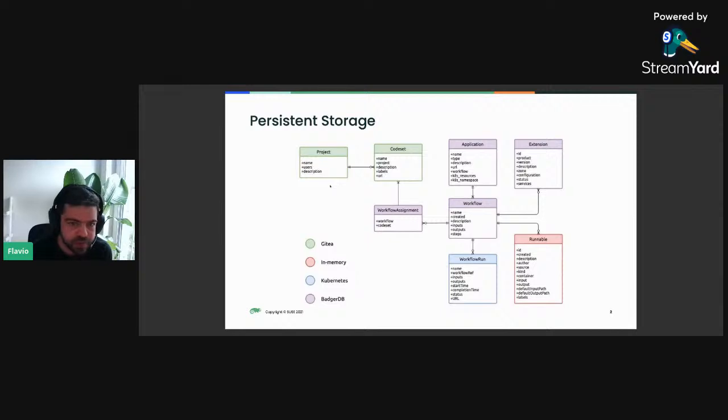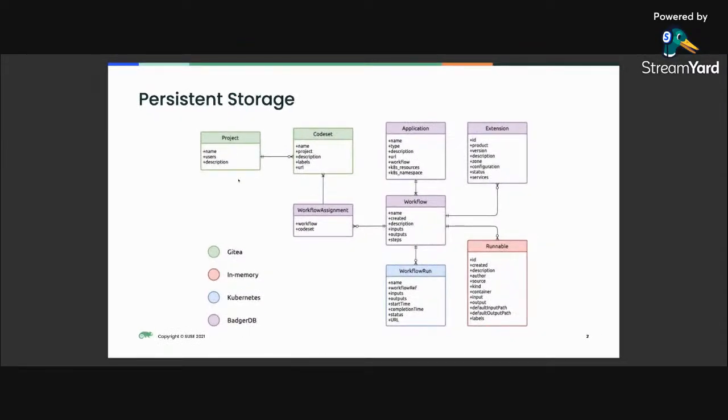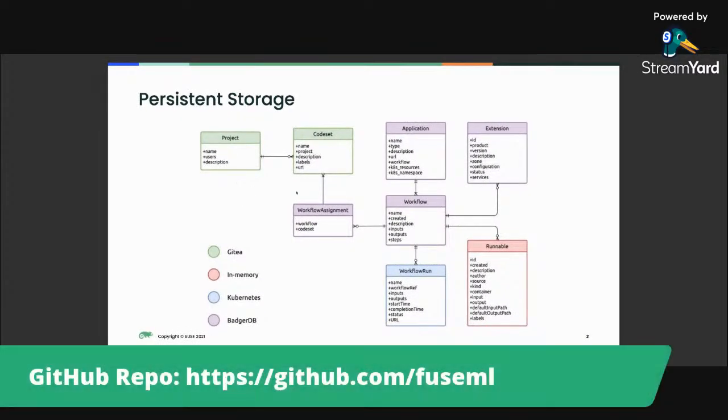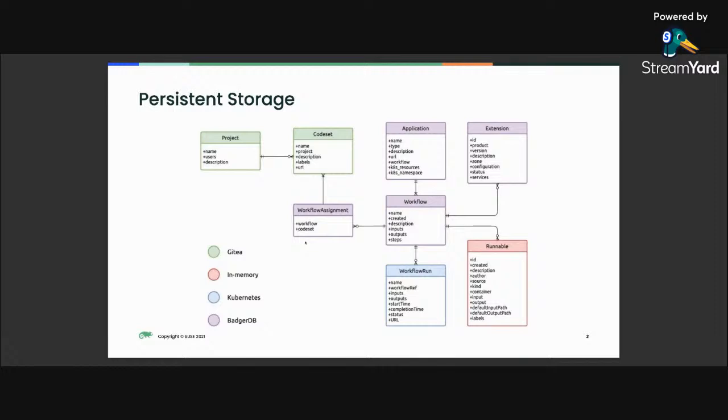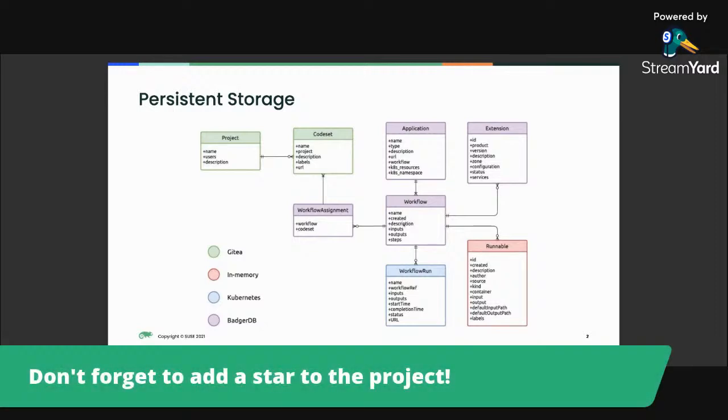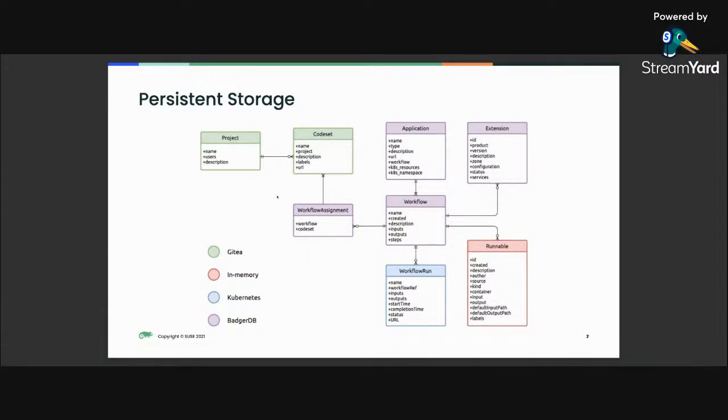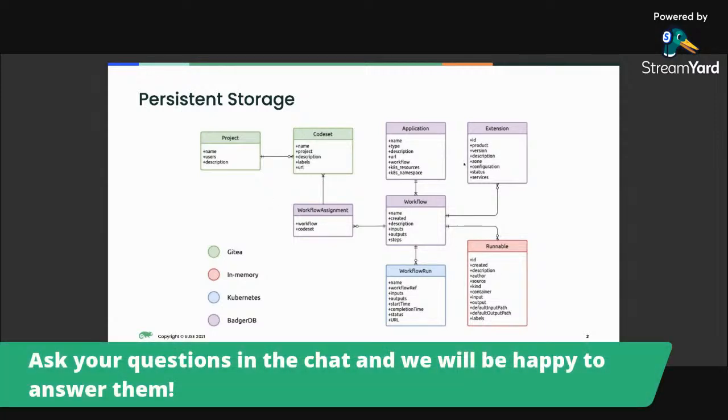In previous versions of FuseML, we stored some of the objects and data in a memory store, which means that every time the FuseML core process was restarted, it would start without any of the data that were stored in memory. We can see here a basic representation of the data in FuseML core, and those purple objects were the ones stored in memory.